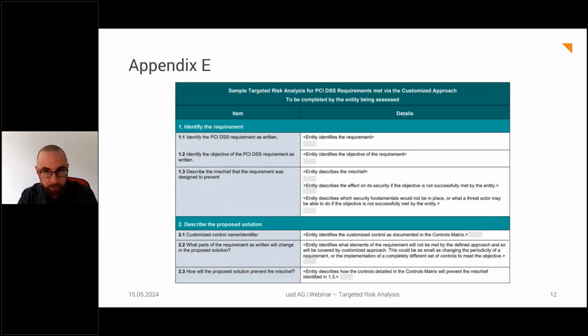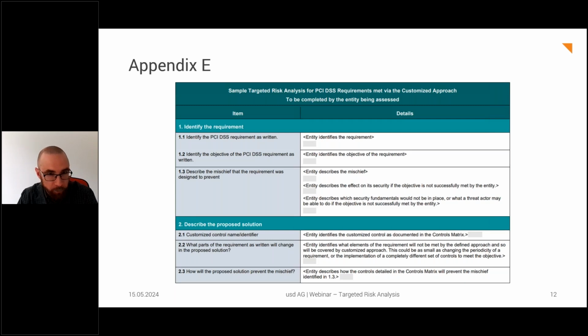So here we have the first part of this Appendix E, which tells you how you should perform such a targeted risk analysis. First part here is to identify the requirement. So identify the requirement as it is written, identify the objective, so the intention of the requirement, and you should also describe the mischief, so the kind of danger that the requirement was designed to prevent.